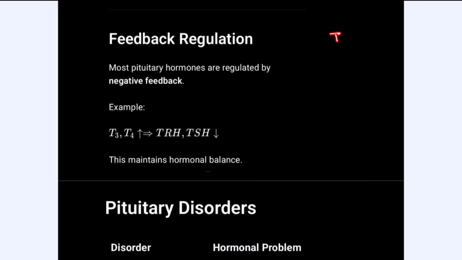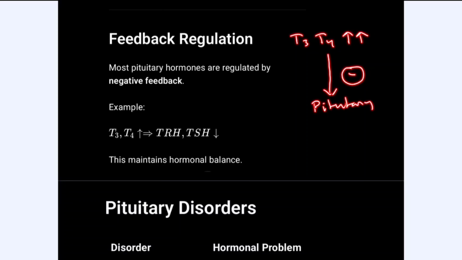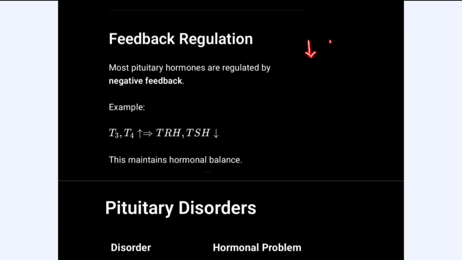So how does it occur? TRH helps secretion of TSH, and TSH helps in secretion of T3 and T4. Now, when T3 and T4 increase in the blood, they send a negative feedback to the pituitary and hypothalamus, which in turn reduces the secretion of TSH and TRH respectively.